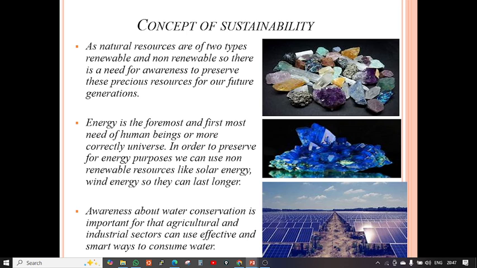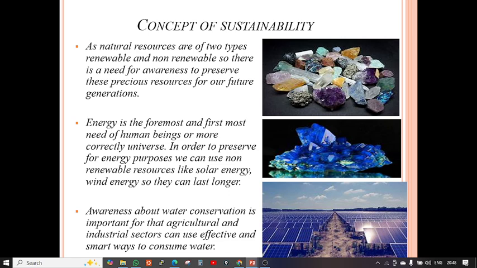So natural resources are of two types. One is renewable, another is non-renewable. So there is a need for awareness of what is renewable and what is non-renewable. Awareness of nature's resources must be there. Energy is the foremost need of human beings currently in the universe. In order to preserve energy, we can utilize renewable energy like solar energy, wind energy, and other energy. We are thinking that we are utilizing renewable energy, which can never end, like solar energy. Solar energy never ends, but petroleum and coal will one day end.